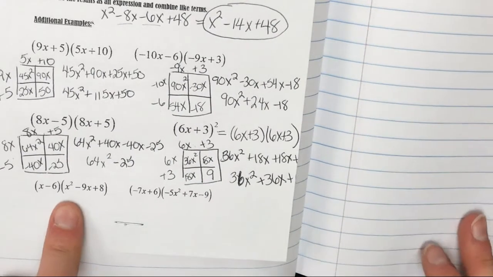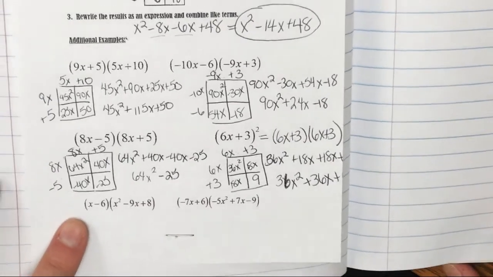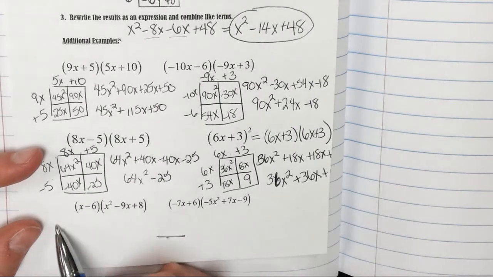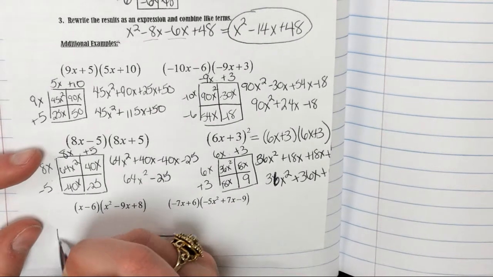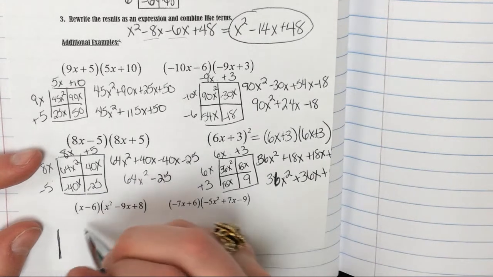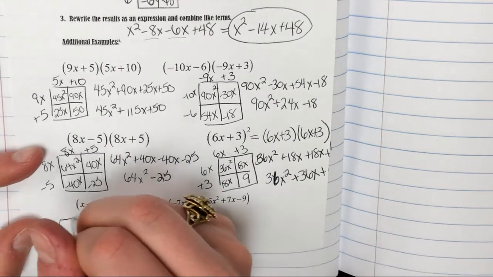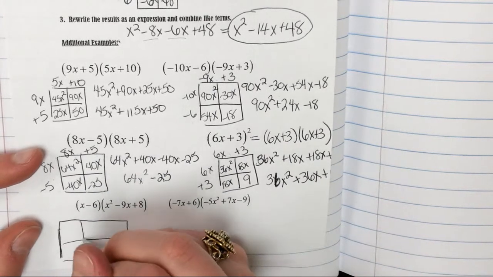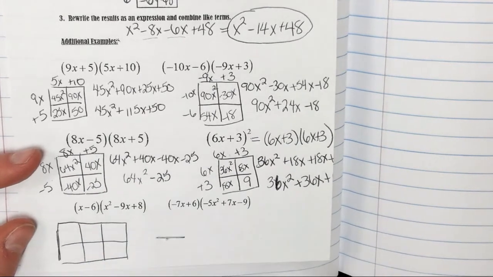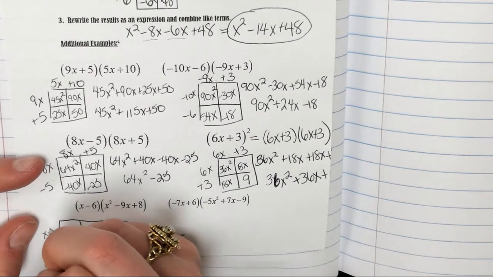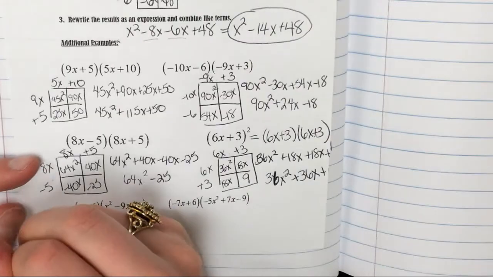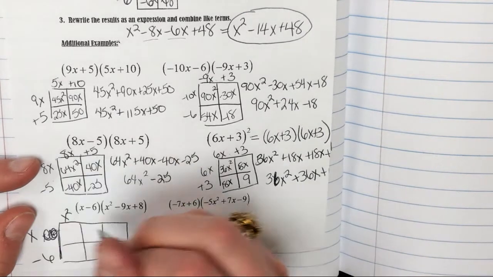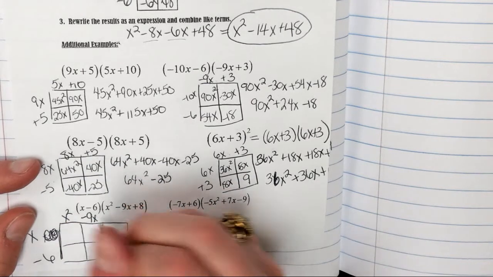Right here we have a binomial times a trinomial. And this is pretty similar. You just have a slightly different box. So we're going to have a width of 2. And instead of having just 2 terms across the top, we're now going to have 3 terms across the top. So our box is actually going to become a rectangle at this point. So very, very similar. This is x minus 6. And then here we put x squared minus 9x plus 8.